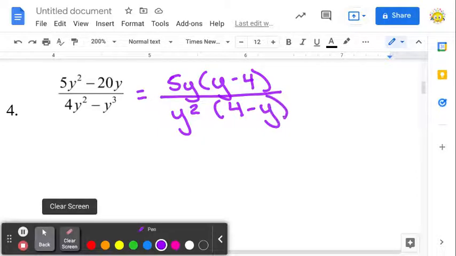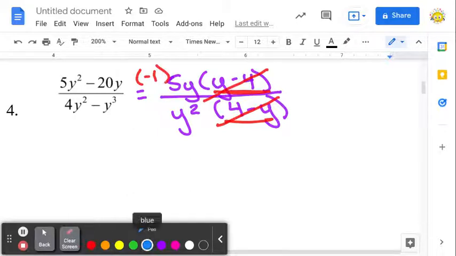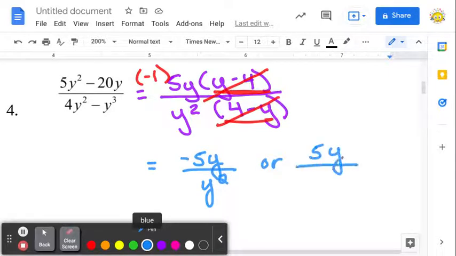Now, this is another option. I see these signs, they're different, but the signs are backwards. Y minus 4 and 4 minus y. So I could take out a -1 and make the signs match, or you can cross them off, but what you have to do is leave a -1 behind. And that can be on the top or it can be on the bottom, which means our answer can be -5y over y squared, or 5y over -y squared. Or you can put the negative in the middle. It doesn't matter. It is the same thing.